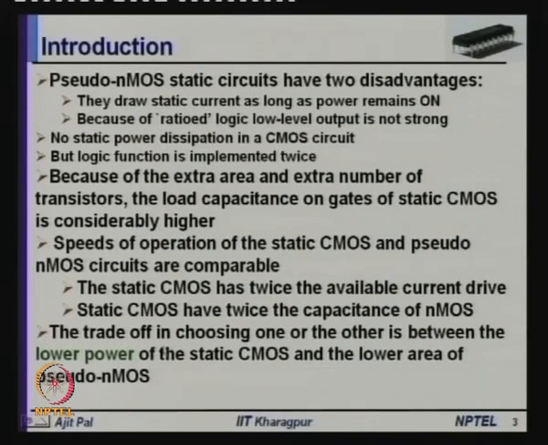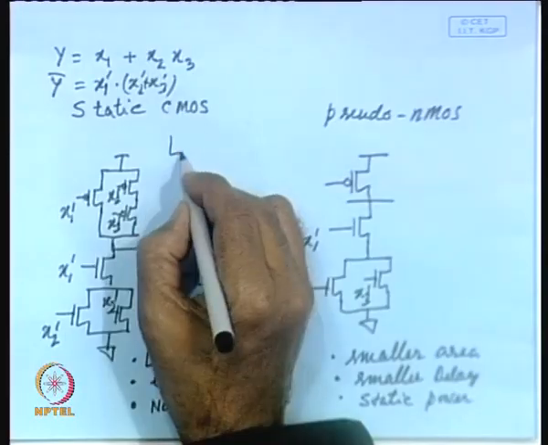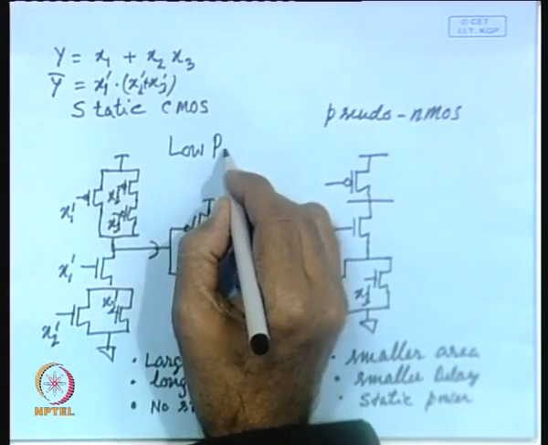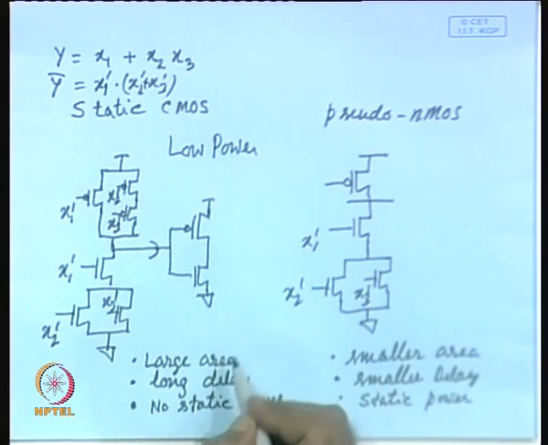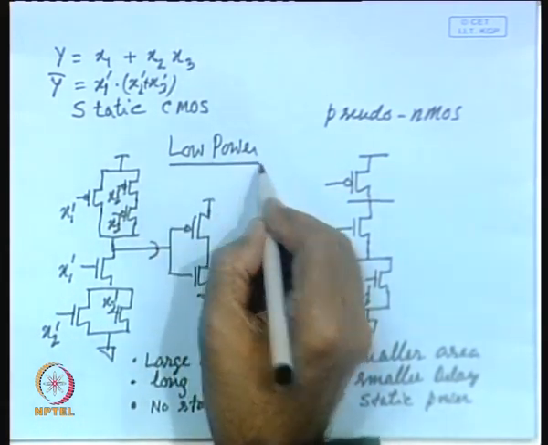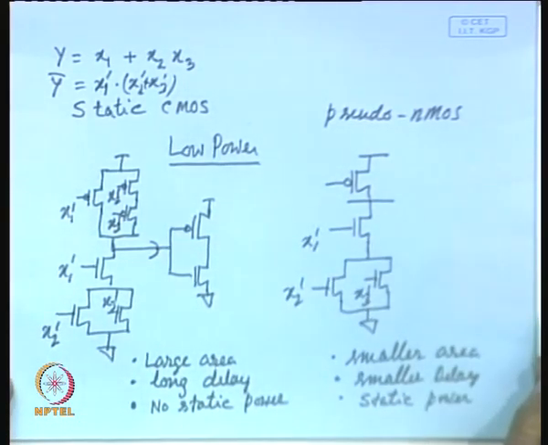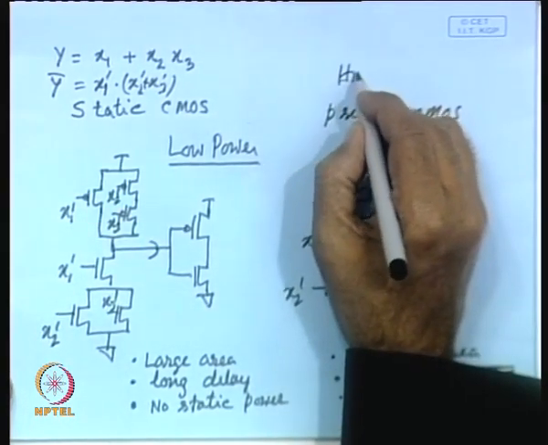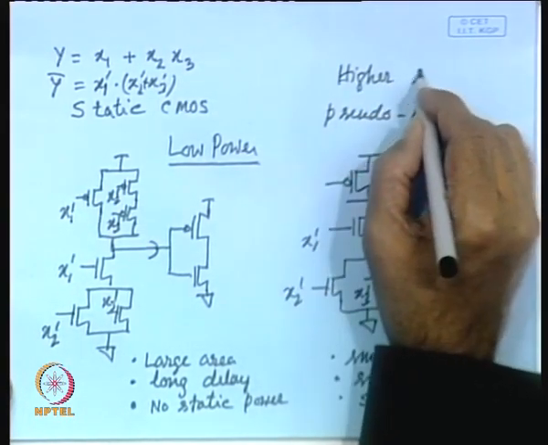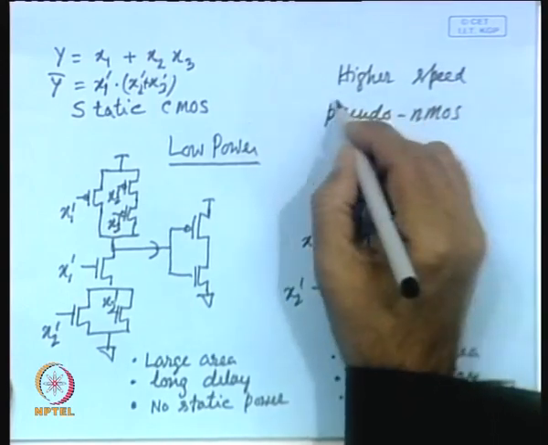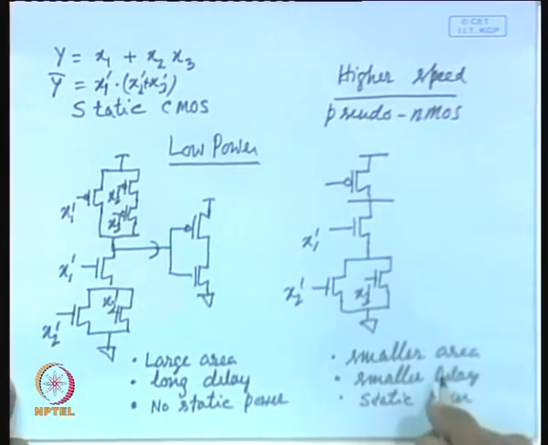Whenever you have a choice between pseudo NMOS and static CMOS, on what basis will you select one from the other? If low power is of importance, then you will go for static CMOS. On the other hand, if higher speed is required, then you will go for pseudo NMOS.